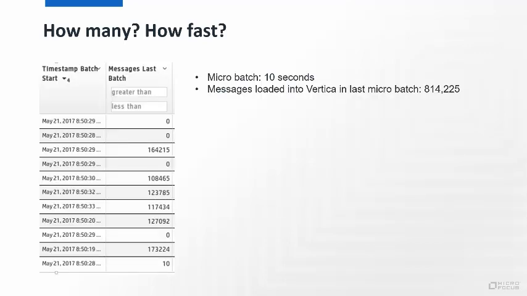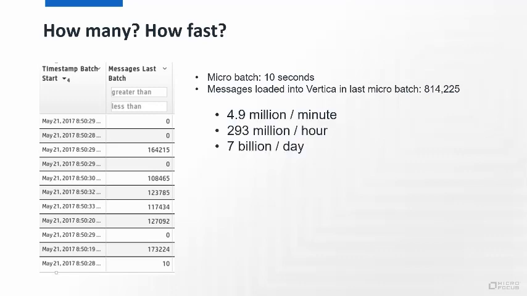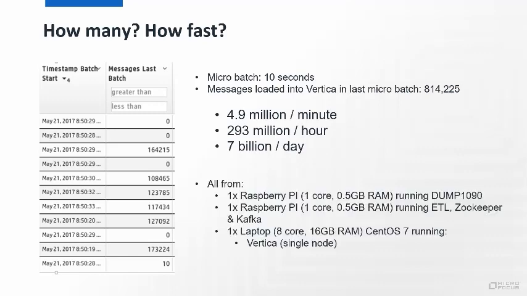Totting up the total number of messages that were processed in that 10-second microbatch window, we can see that we managed about 814,000 messages. To which those who asked the question would typically say they were not impressed, expecting far more to be loaded. Scaling up, that's about 4.9 million per minute or 7 billion per day, to which they are still not impressed. Then I remind them what resources I was using.